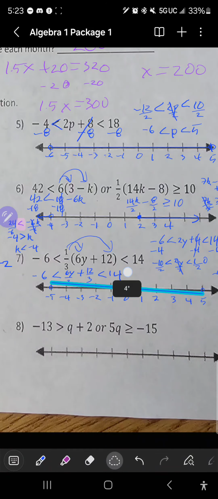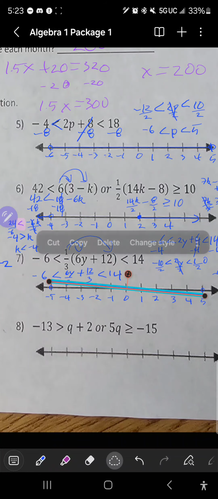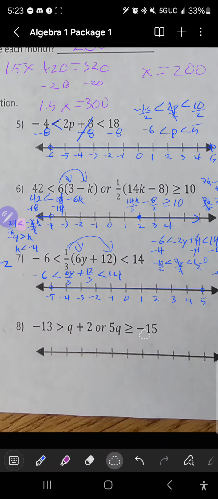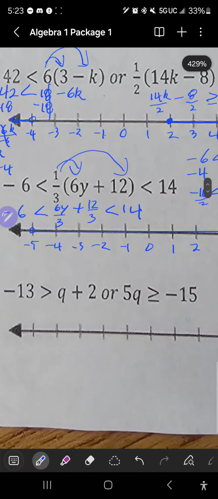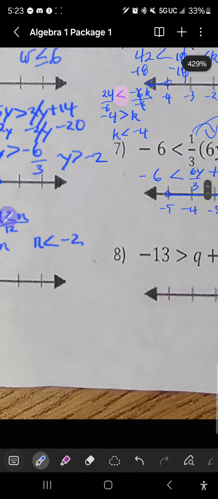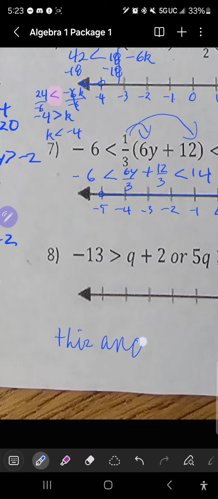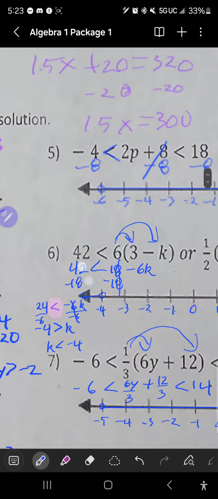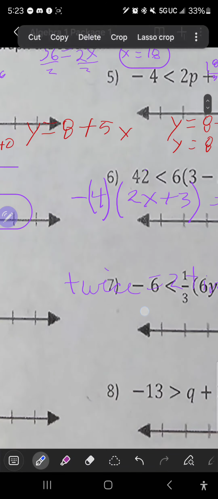I'm trying to make it straight. Well, you guys understand what I'm trying to do. And now there's another OR. You know that this is like an AND function, so this and or and this. This is basically what number 7 and number 5 are.